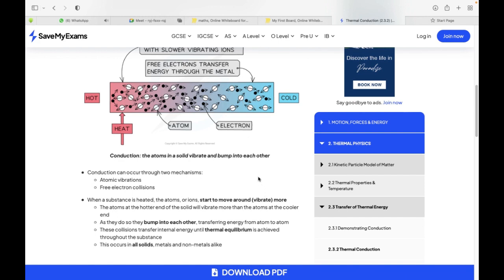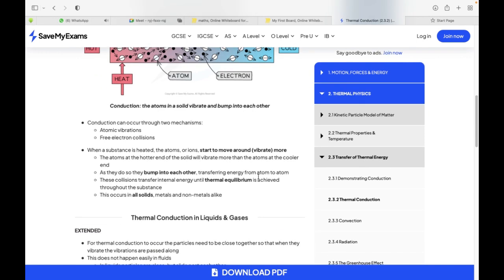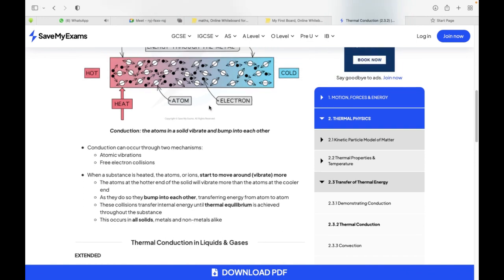Okay, now let's move on quickly. We say when a substance is heated, the atoms or the ions start to move around and vibrate more. When a metal is heated, the atoms or the ions will start to move around or vibrate. Even if they don't show movement from one place to another, they vibrate about their fixed position by passing on the energy. Then the atoms at the hotter end of the solid will vibrate more.